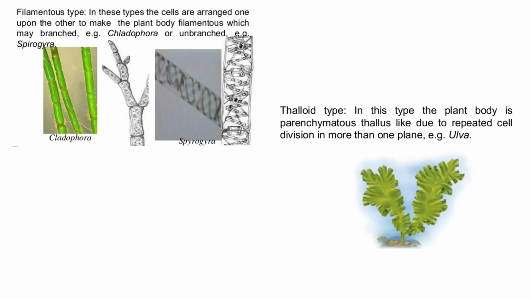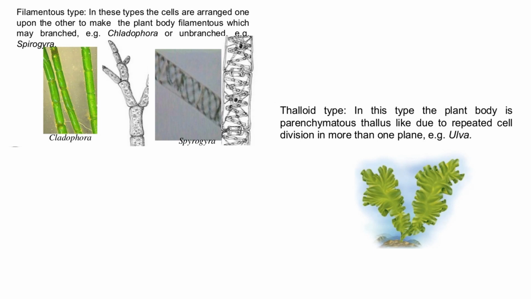Next, we have the filamentous type. Filamentous, as its name shows, has filaments in its plant body. In this type, the cells are arranged one upon the other to make the plant body filamentous, which may be branched or unbranched. Filaments are like threads, one cell joined to another cell end to end. If it is branched, an example is Cladophora, and if it is unbranched, then it may be Spirogyra.